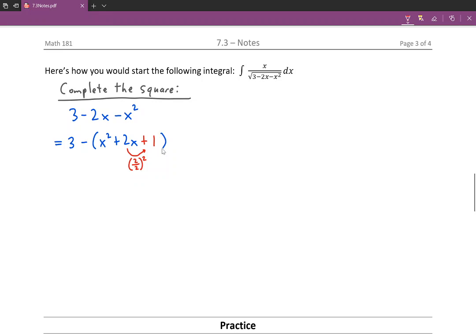Now, adding 1 inside the parentheses really subtracted 1 from the whole expression. So to balance that out, we have to add 1. That undoes the -1 that we just effectively did to change the expression, right? +1 inside the parentheses is like -1.